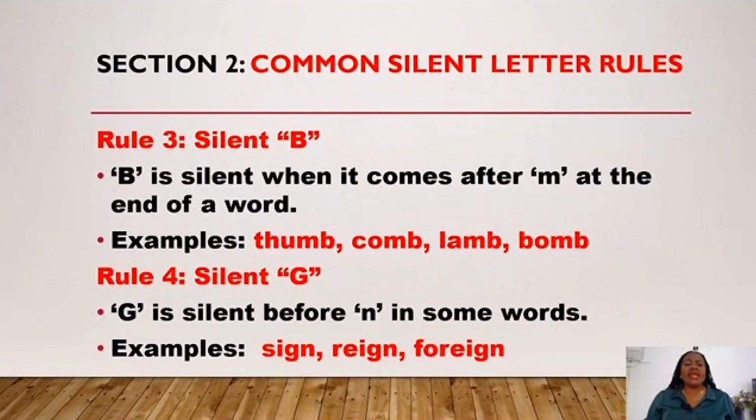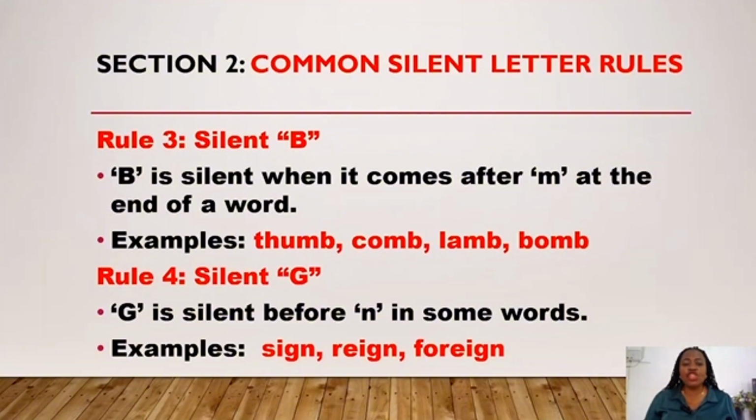The next one is silent B. B is silent when it comes after M at the end of a word. For example, tomb, comb, lamb, bomb. Now you realize that we are going by the sound. There is no B sound. So B is silent.